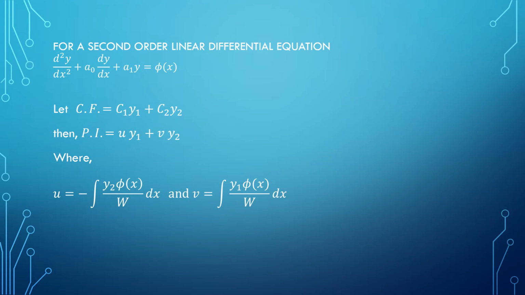This result is mostly useful when our phi x is any function other than exponential or sine and cosine. Of course, we can solve all the other questions which we had discussed in earlier videos by this method, but this is specially used when we cannot use those methods. For example, if my phi x is tan x, sec x, or any other expression, then I can go ahead with the solving method variation of parameters.